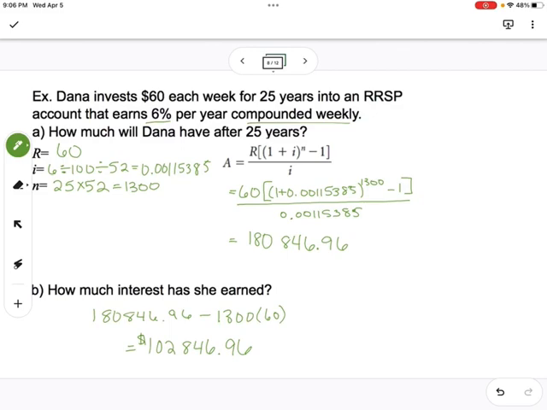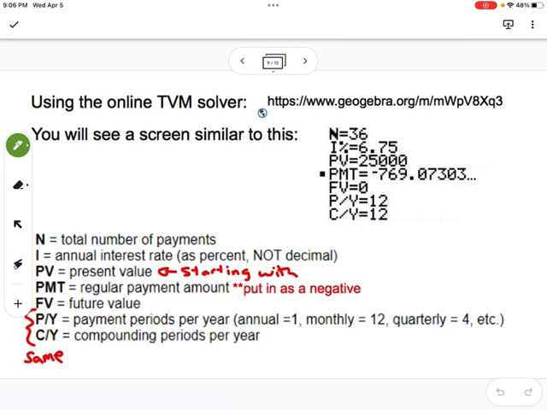Okay, so that's using our formula. Now, the last piece we have is using a TVM solver. So we are calculating all of these values the same. It's just we're going to then put it in a specific calculator that will calculate it for us. So on this calculator, our N value is our total number of payments. That's still going to be our number of years times the compounding periods.